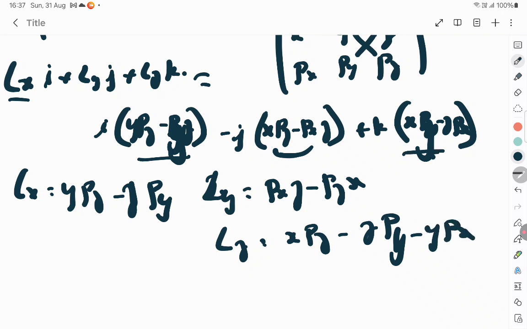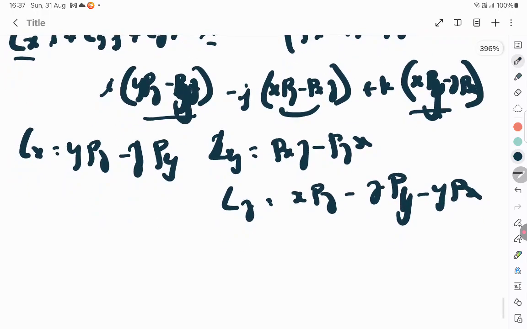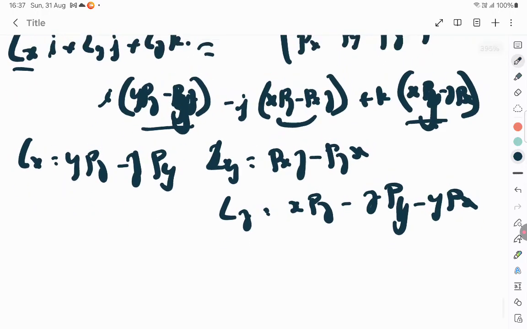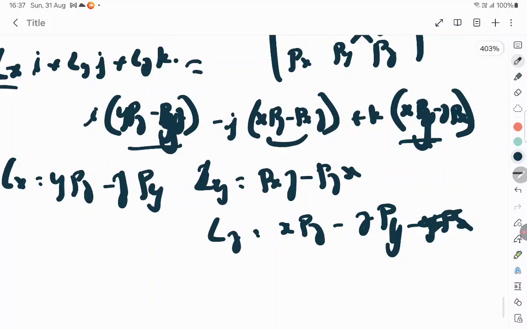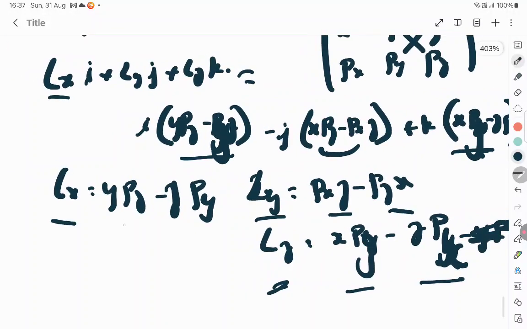You do the determinants properly, you will get the answer. You can check. Sorry about my bad handwriting. So then Lz is x into py minus y into px. Z will have y and x. Y will have z and x. X will have z and y.